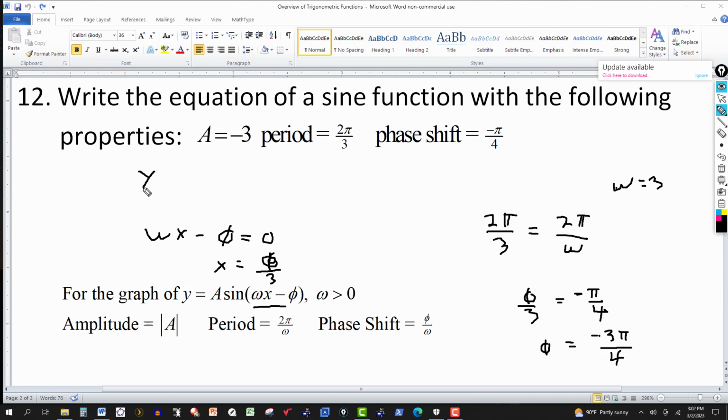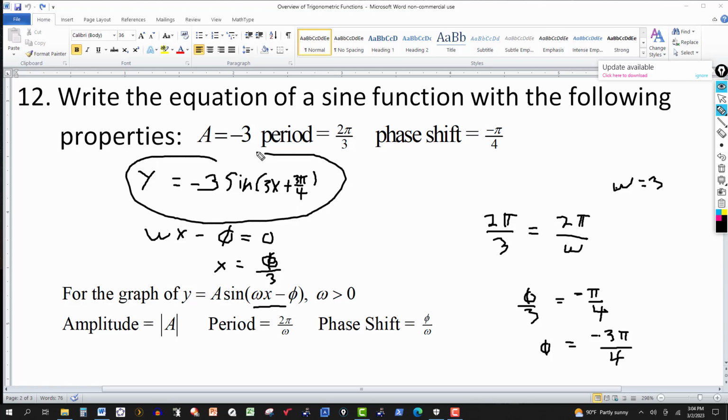So now let's put it all together. The equation would be y equal to, let's plug it in here. Amplitude, but the coefficient there would be -3. And then this will be sine. Put the inside here. Omega is 3, so this will be 3x. So we have the 3x there, and then we have a minus here, and then phi. But phi is minus 3 pi over 4, so if we minus that, that'll make it a plus 3 pi over 4. And this is the equation of the sine function that has those properties.